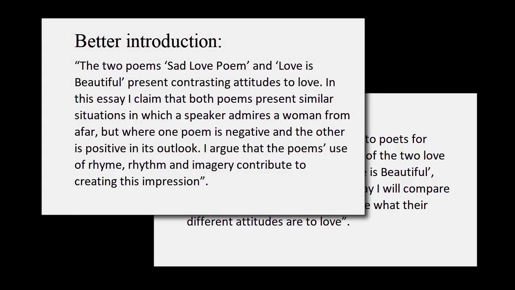Here is a better one. "The two poems, Sad Love Poem and Love Is Beautiful, present contrasting attitudes to love. In this essay, I claim that both poems present similar situations in which a speaker admires a woman from afar, but where one poem is negative and the other is positive in its outlook. I argue that the poems' use of rhyme, rhythm, and imagery contribute to creating this impression."